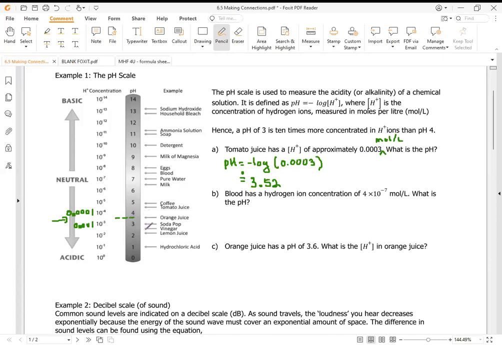So where it is on the scale is like, what do you mean? Because they have that arrow for tomato juice at about a pH of 4.1, and we just calculated like 3.5. Oh, sure. I see what you mean. So you're talking not about the actual calculation, you're talking about this thing right here. Yeah.